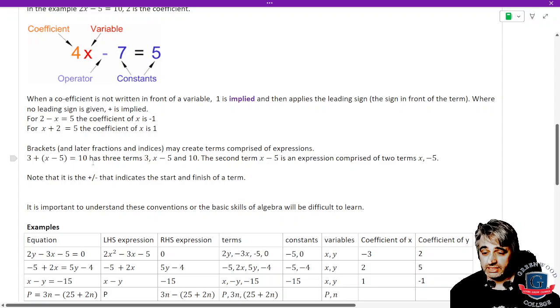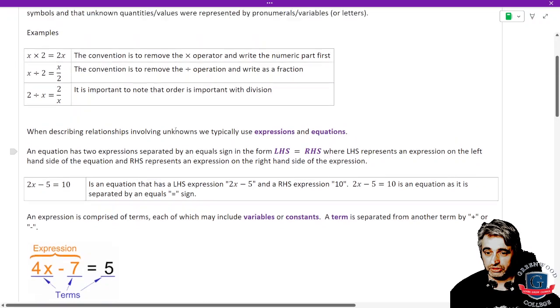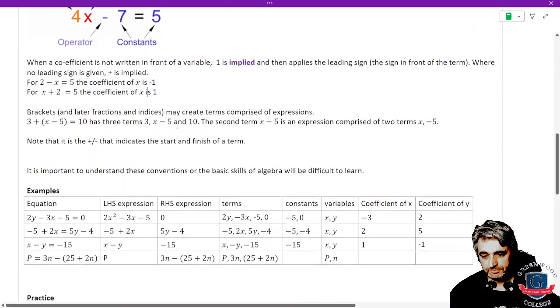When we have brackets, and later we'll work with fractions and indices, they may also create terms comprised of expressions. In this case, we have 3 plus (x take 5) equals 10. We think of this as having 3 terms: 3, (x take 5), and 10. The second term, x take 5, is comprised, funnily enough, of 2 terms, x and -5. If we think about it this way, it makes rearranging easier later, and it makes the rules that we need to use make sense. It's not always done this way, but we're going to look at it from that perspective. It sort of goes against what I was saying earlier about everyone doing the same thing, but well, maths is maths.